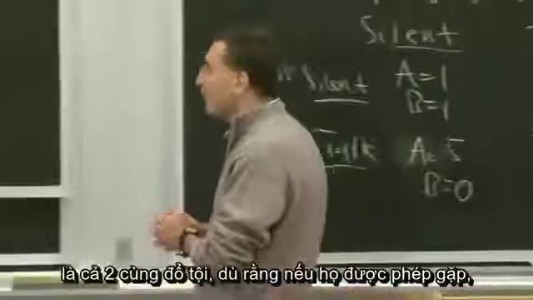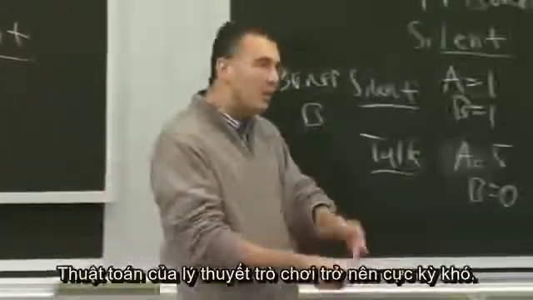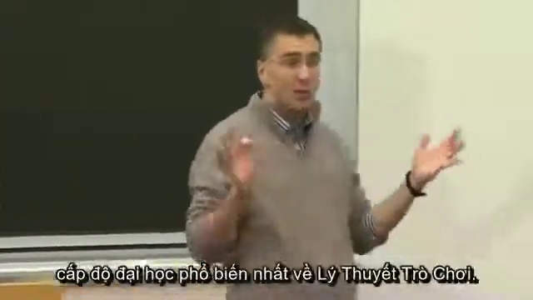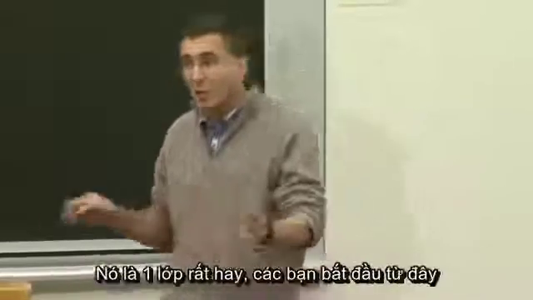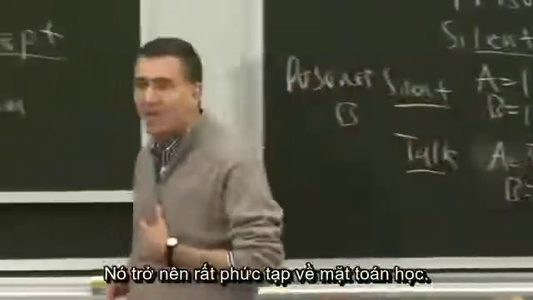Even though if they could get together, they'd be better both not talking. And this is basically how game theory works. Game theory math gets incredibly hard, and if you're interested, 1412 is one of our most popular undergraduate courses, game theory. It's a great course where you take this and go run with it for a whole semester. It gets very complicated mathematically.